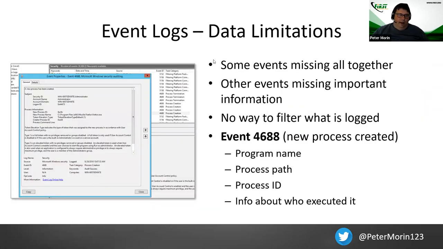So some of the data limitations: in some cases, some events are missing altogether. I don't know if you guys have ever witnessed this, but it's happened on my watch before where I just can't find events. They just don't show up in the event log. I know they've occurred, but they are not in there. Some events are missing important information.